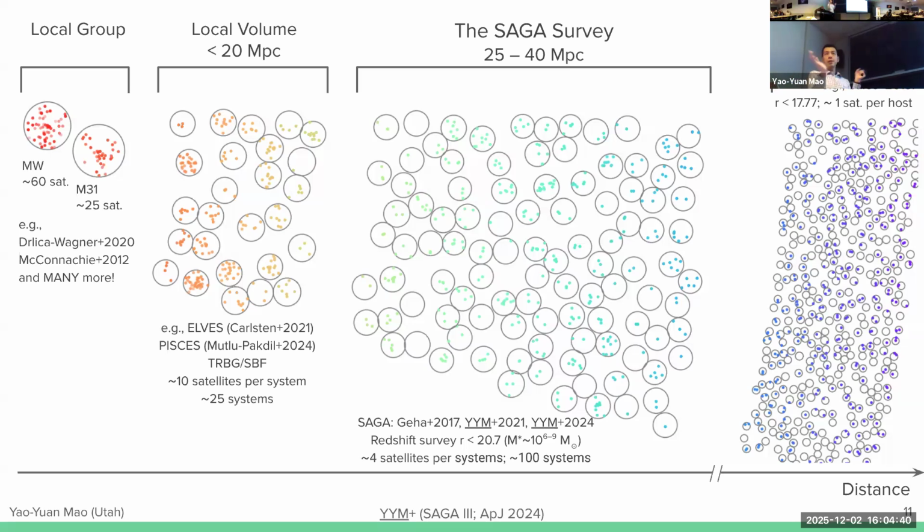But at the same time, your volume increases. So the number of systems you can survey increases as you go further and further away, right? So you are trading off between the number of systems that you can study versus, for each individual system, how many satellites you can study.